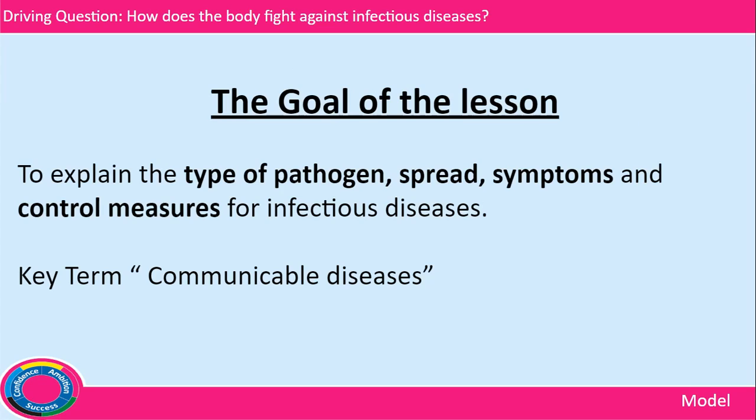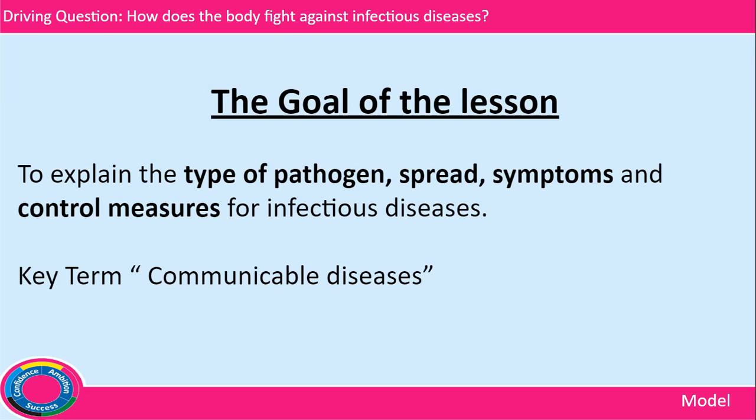The goal of today's lesson is to explain the type of pathogen that's causing a disease. Is the disease caused by a bacteria? Is it caused by a virus? Is it caused by a fungus? Is it caused by a protist? How is the pathogen spread? What symptoms are the individuals going to feel, or what symptoms are going to be evident by others? And what control measures can we put in place? What precautions can we put in place to reduce the spread of these infectious diseases?